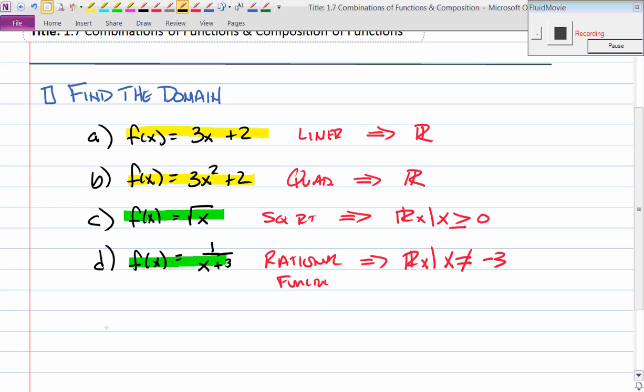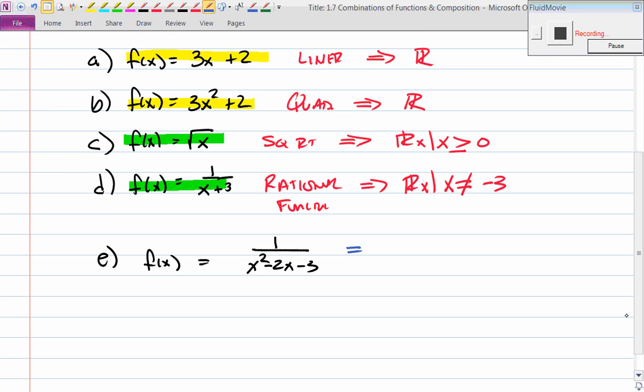Okay, now I've set you guys up perfectly for this one. I'd like you to find the domain of this rational function, 1 over x squared minus 2x minus 3. Remember, we're going to have to get some factoring involved with this particular one. So we're going to factor the denominator. So I have 1 over x squared minus 2x minus 3. So how does this factor? Anybody got it? x minus 3 and x plus 1. I'm sure we all could have done that.